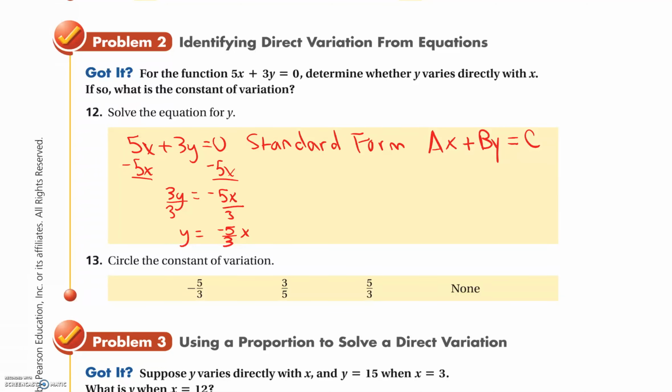So when we look at the choices for constant variation, remember, a direct variation is in the form y equals kx, and k can either be increasing or decreasing. With negative 5/3, all we're doing is identifying what the slope is, really, or the constant of variation in this case.